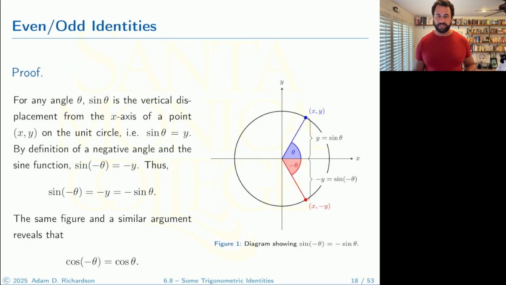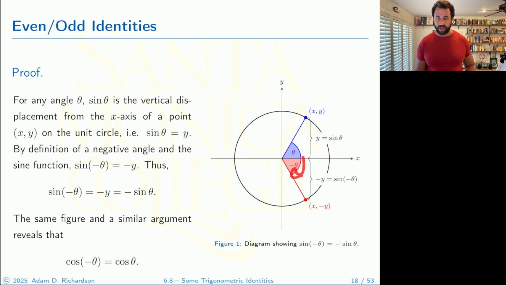We're going to prove one of these here, and then I'm going to leave the rest of them for you to do as an activity. So here's the proof that sine is an odd function. For any angle theta, sine of theta is the vertical displacement from the x-axis of a point x comma y on the unit circle by definition, right? So we pick a point on the unit circle, and the vertical displacement of that point is sine of theta by definition. Just like this. Now, by the definition of a negative angle and the definition of the sine function, we're going to get the result.